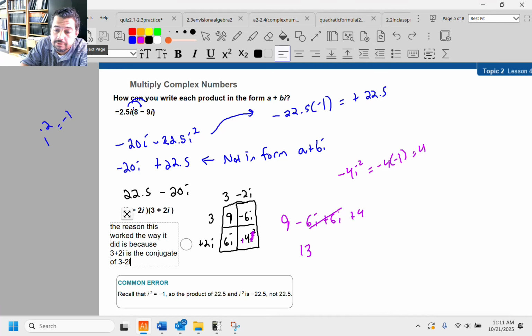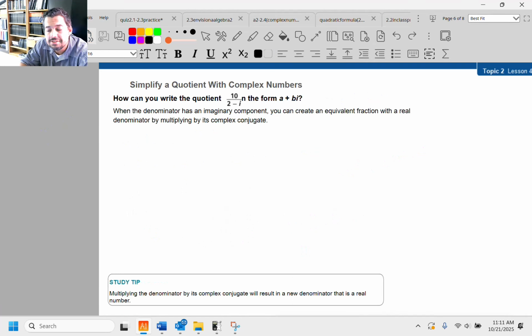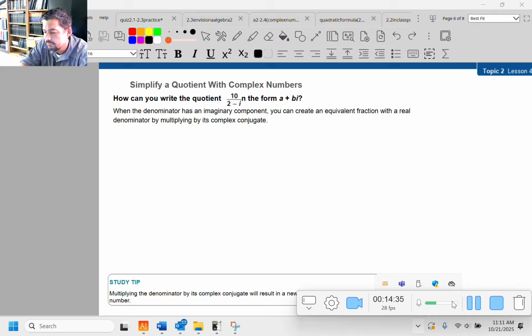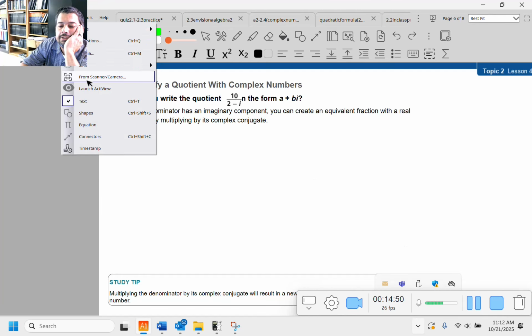Which probably brings us up to division. It does bring us up to division. Come on, slide 6. All right, so how can you write this quotient in the correct form, which is a plus bi? You can do that with the complex conjugate. So, the first question here is we're going to focus on the denominator.